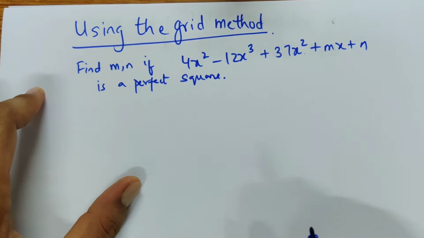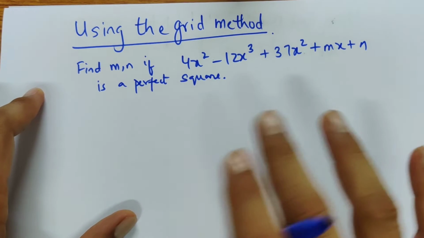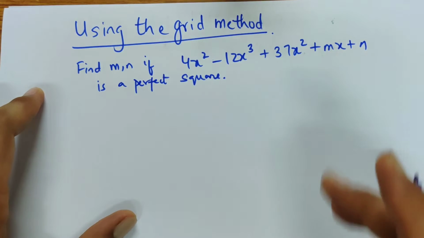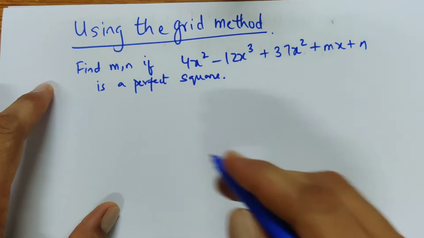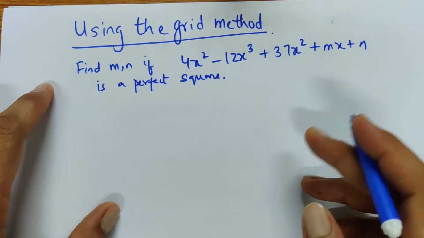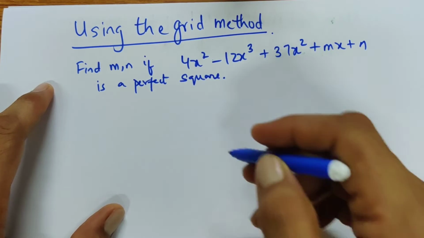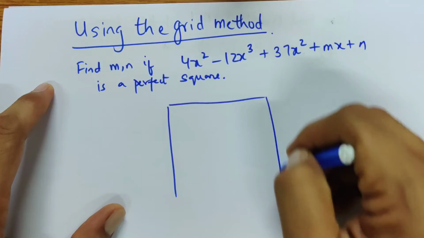We had looked at using the grid as an alternative to the square root method, or at least understanding how the square root method comes about. But you could use it to solve questions as well. Let's say you didn't want to use the square root method, you get confused and so on. Then you can just draw your grid.